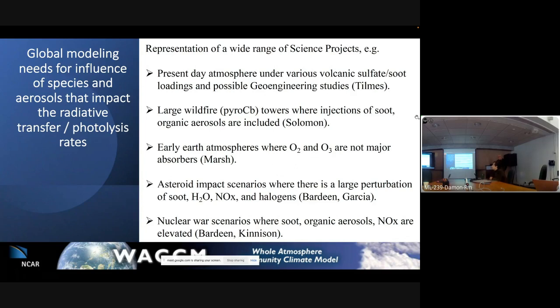Early atmosphere stuff, Dan Marsh has been working on, where O2 and O3 are low. This would probably be very useful for that. Clouds would be different in early Earth. It'd be nice to know how that's affected. Asteroid impacts, Garcia, Bardeen have destroyed the world several times looking at this topic. They inject soot, water, NOx, halogens, etc. And then the nuclear war scenarios, where again soot, organic aerosols could be injected, NOx will be elevated. And so all these science topics can be addressed if you have a TUVX where the radiative transfer is affected.